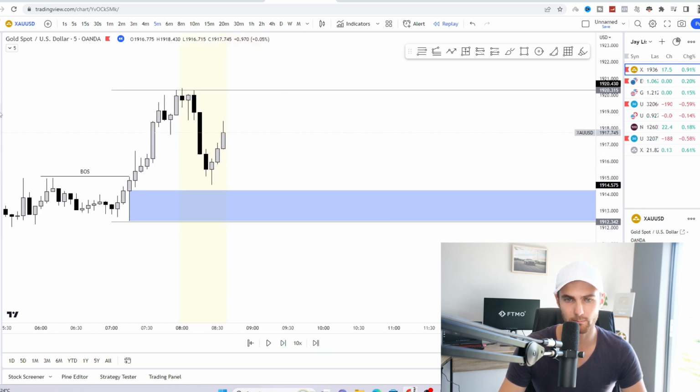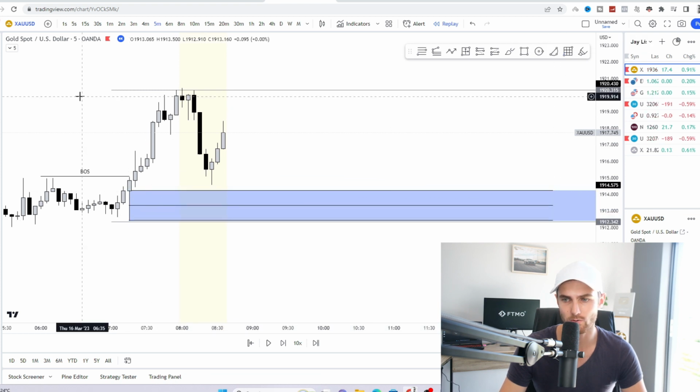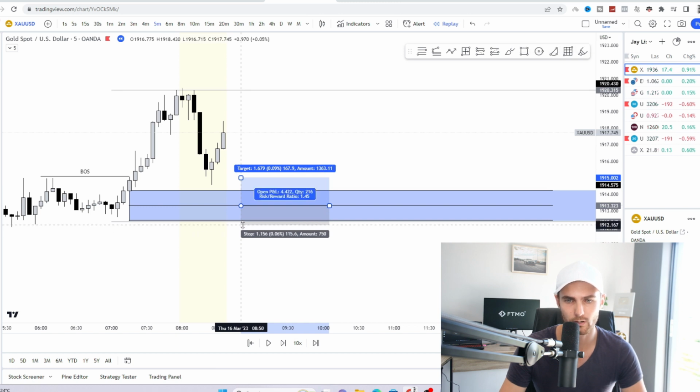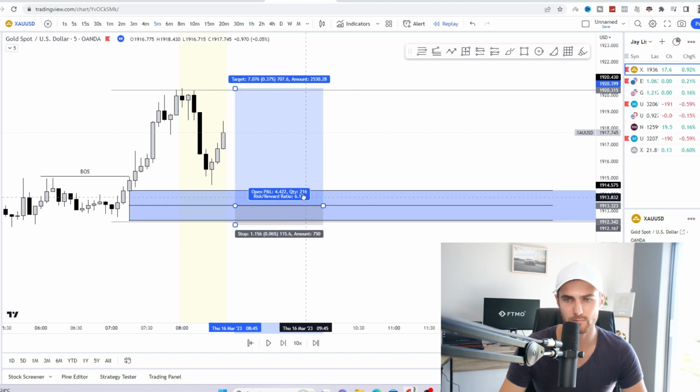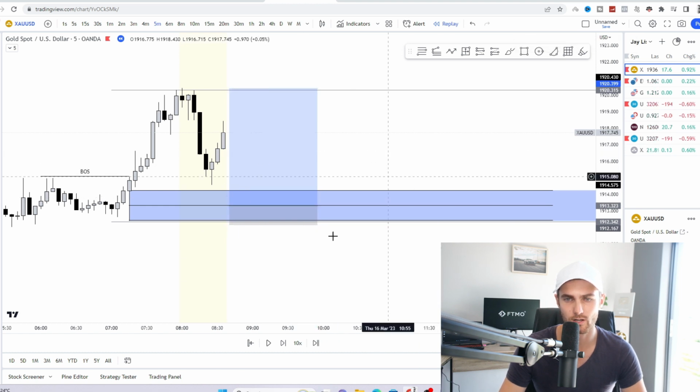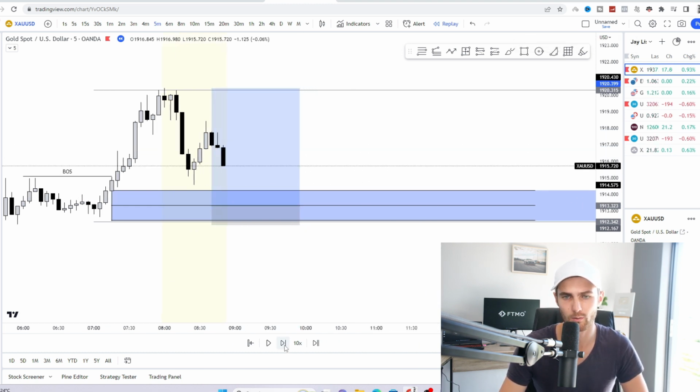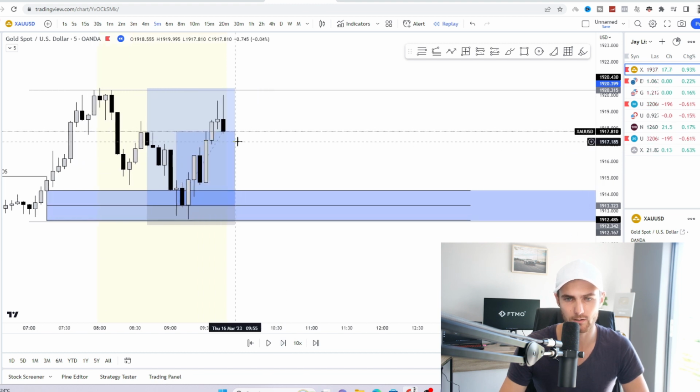Some liquidity build-up building for this zone. This is quite a big zone, so I entered on the 50% just for a tighter stop loss and better risk to reward, with an 11 pip stop and a 70 pip TP. So this is a 1 to 6.1 risk to reward. Waited for price to tap in.